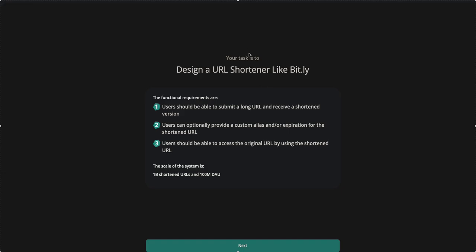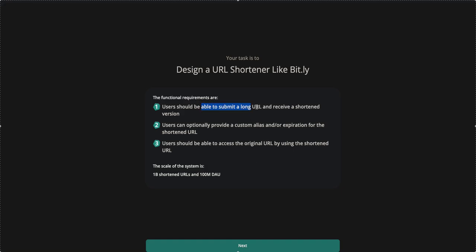Okay, let's get started. So the question is to design a URL shortener like Bitly. User should be able to submit a long URL and receive a shortened version. User can optionally provide a custom alias or expiration for the shortened URL. User should be able to access the original URL by using the shortened URL.